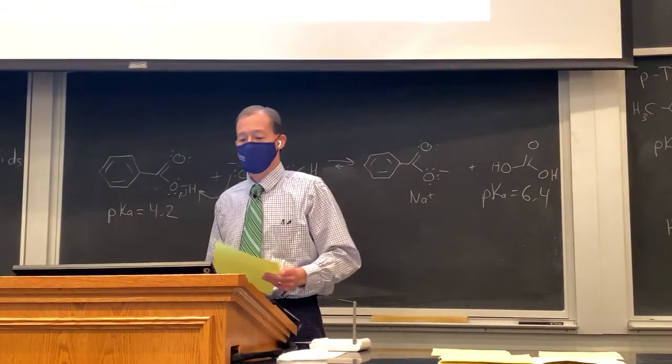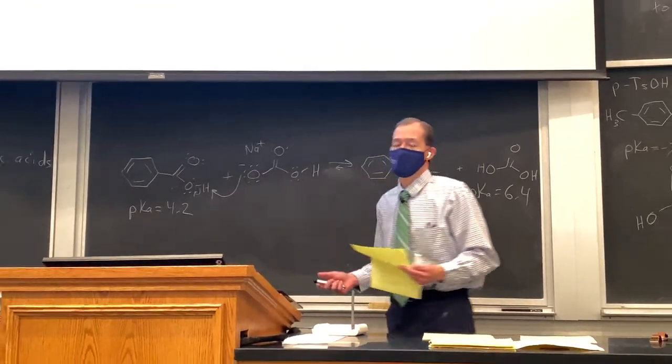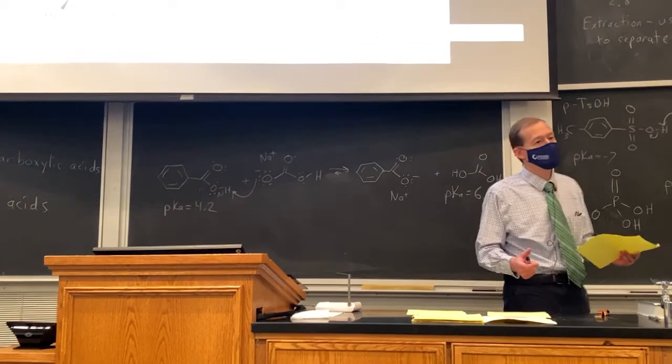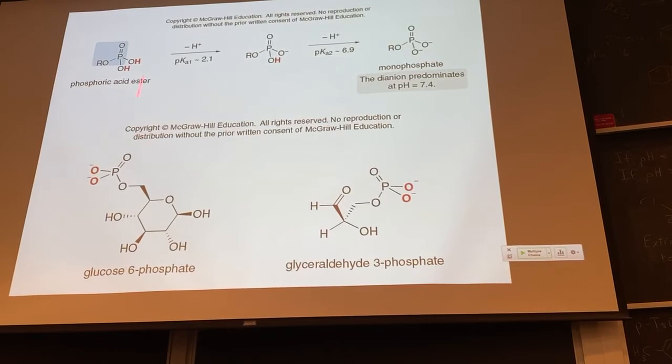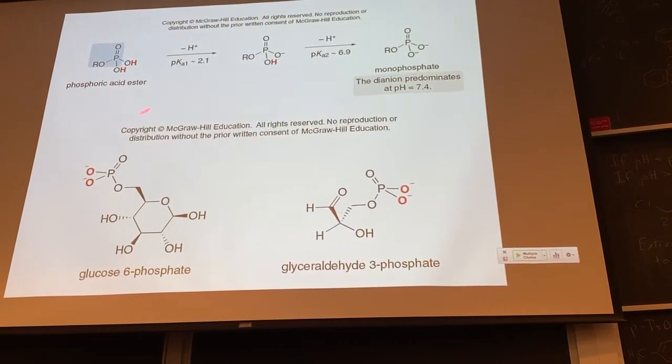So, in biochemistry, we have lots of molecules that are phosphoric acid esters. They have some sort of an R group replacing one of the OHs. We have phosphodiesters as well. DNA and RNA have those in their backbone.